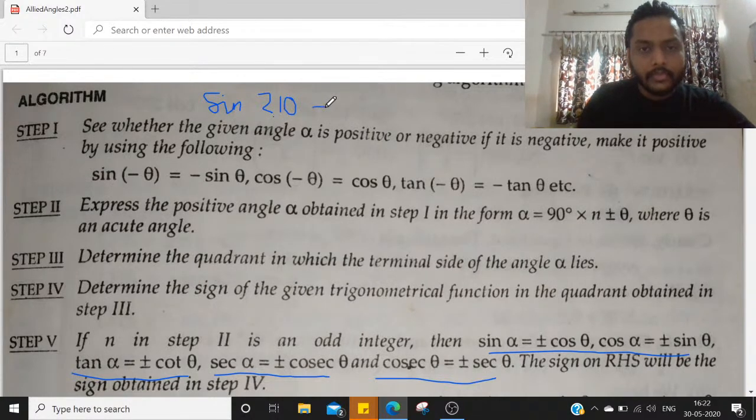That will be what? That will be equal to, you will be writing it in this way, sine of, you'll be having 90 times 2, guys. Everyone out there, can you understand this? It will be 90 times 2. Are you clear till here? It will be 90 times 2, 180, and then you'll be having plus 30.